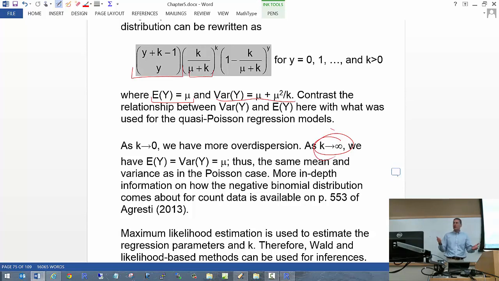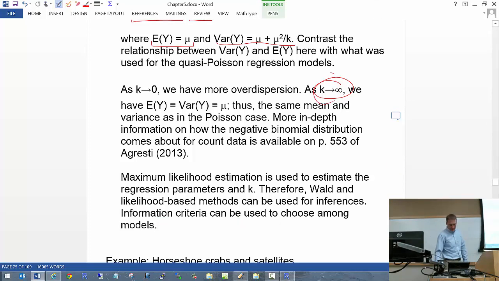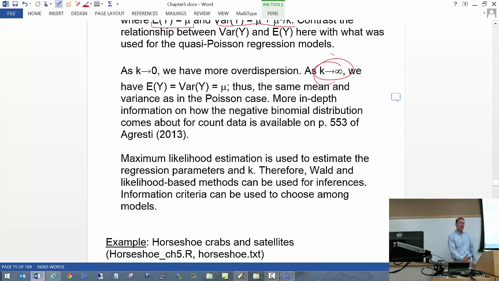So quasi-Poisson, negative binomial, both allow you to have a larger variance. It's just how they take care of that larger variance is different. We'll talk more about comparisons between the two later. Now, since I do have this underlying negative binomial distribution here, I can do everything again with maximum likelihood estimation, just like what we did with regular Poisson. So I can still have likelihood ratio tests, all that stuff. So that's good. I can still use information criteria to choose between models.